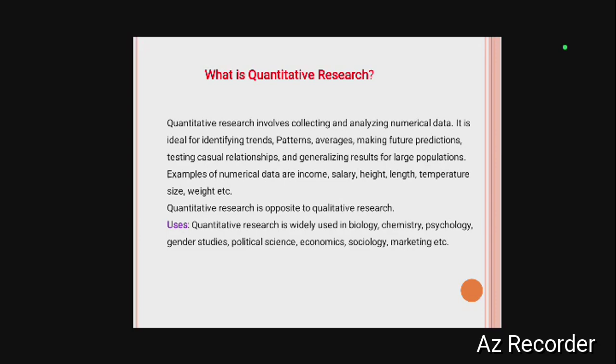In research, there are two types: quantitative research and qualitative research. Here we discuss quantitative research. Quantitative research is in the form of numerical data, and qualitative research is in the form of pictures, videos, tables, diagrams, like that. In quantitative research we are making predictions by using trends and patterns.